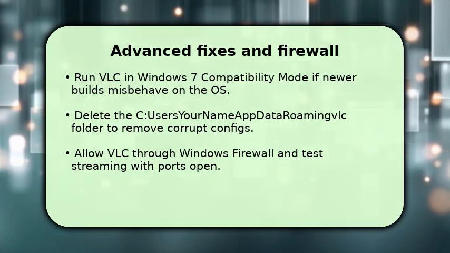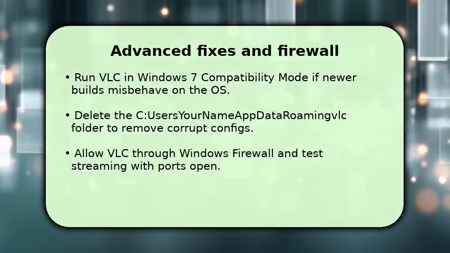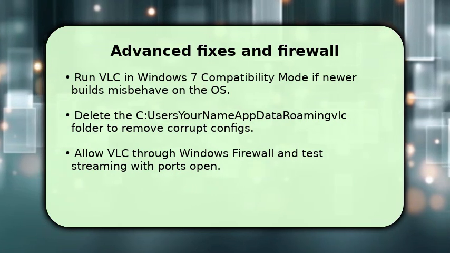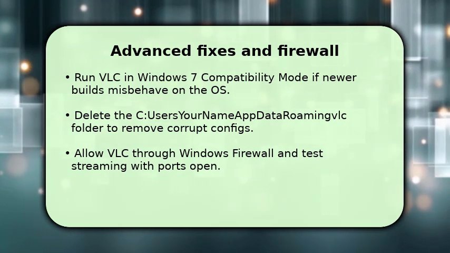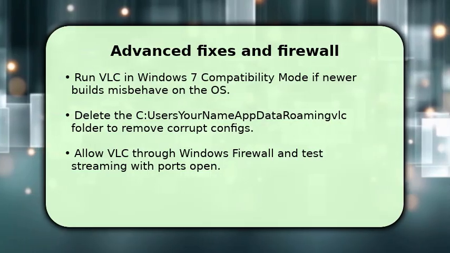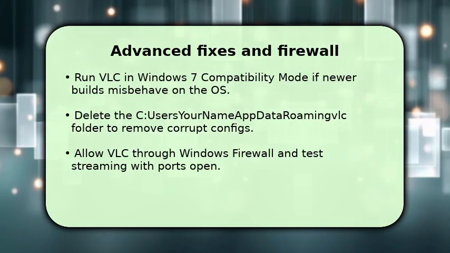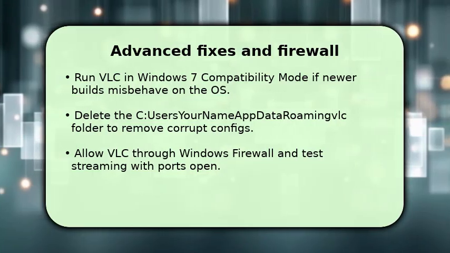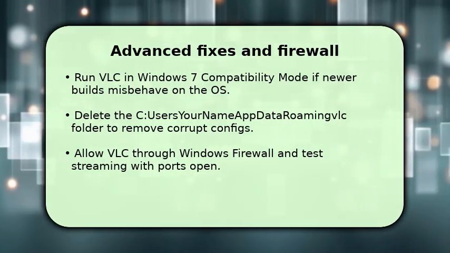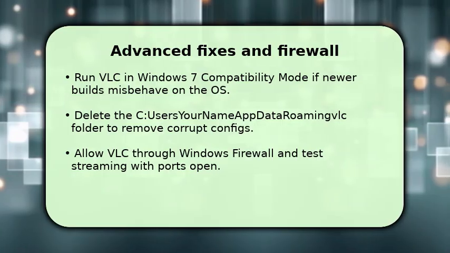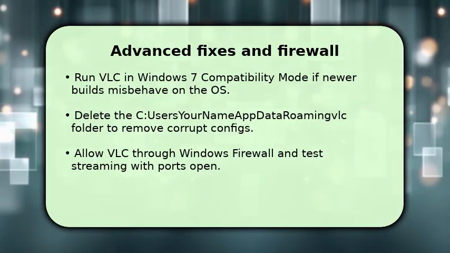Allow VLC through Windows Firewall and test streaming with ports open when needed. Try disabling hardware acceleration in VLC input/codecs to bypass GPU decoder issues. As a last step, perform a clean uninstall and reinstall, and choose custom settings to control codecs and plugins.